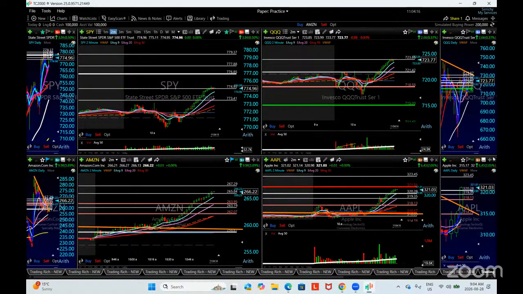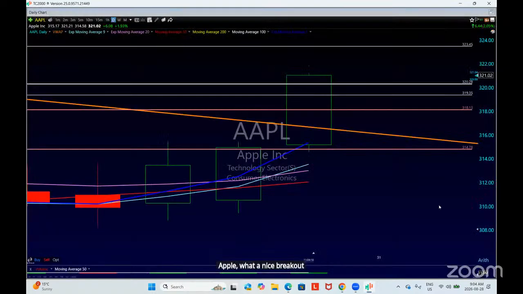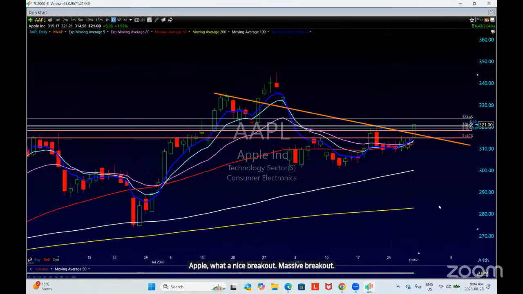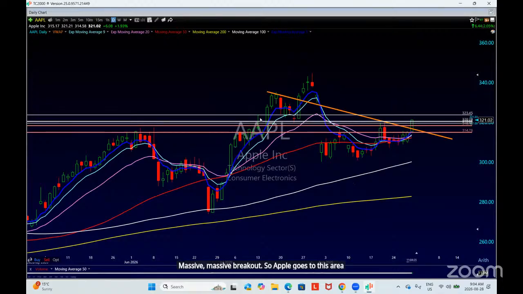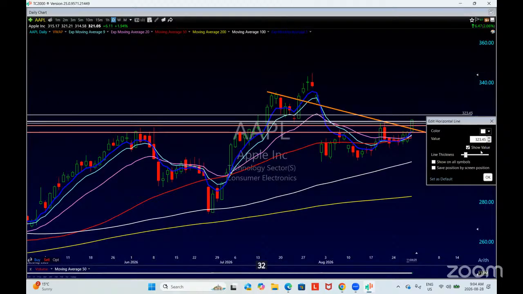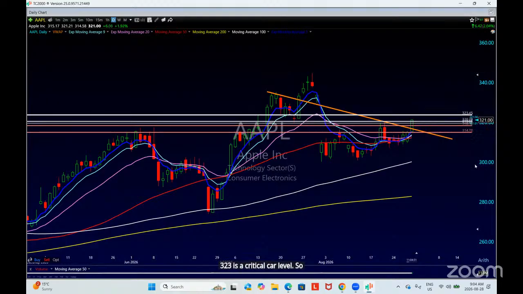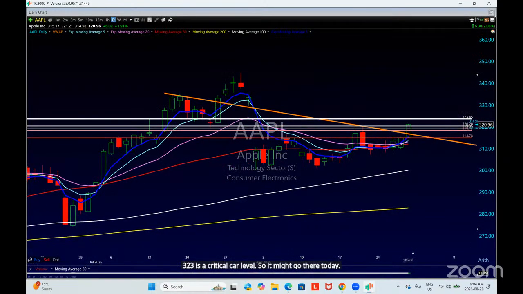Apple, what a nice breakout. Massive breakout. So Apple goes to this area here, this level. 323 is a critical level, so it might go there today. Fantastic move.